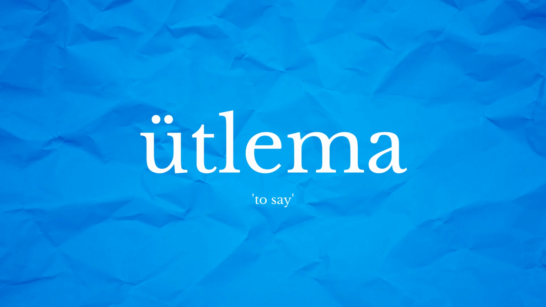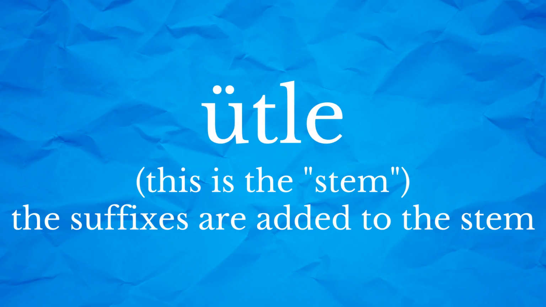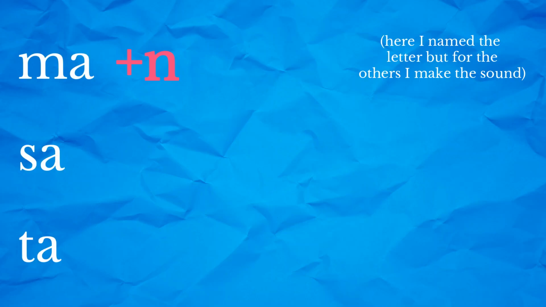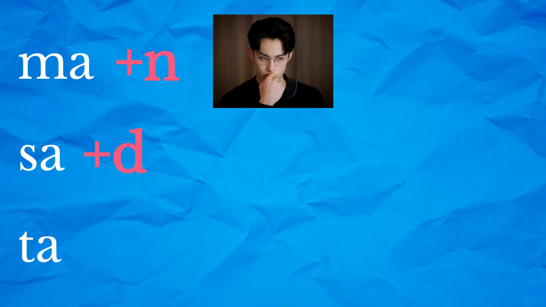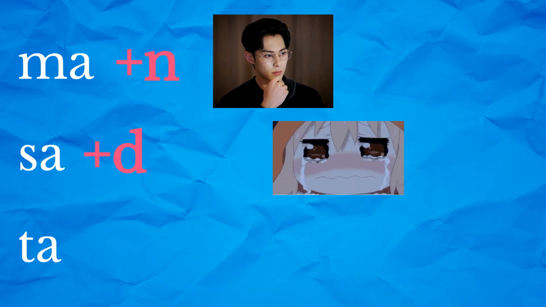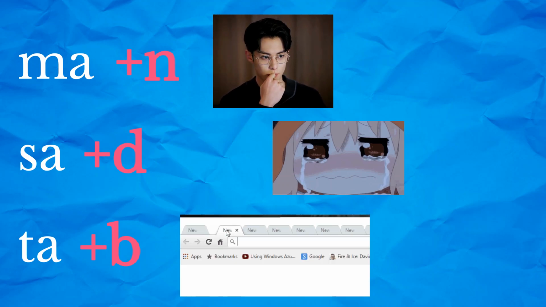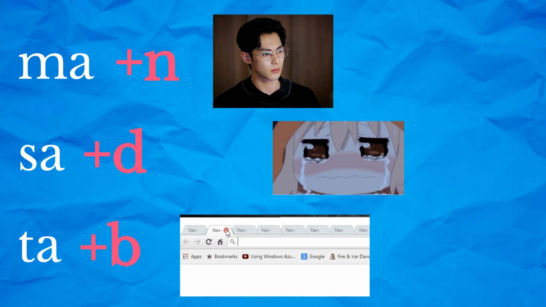On the verb, remove the ma syllable. For mina or ma, add n. Remember this with the word man. For sina or sa, add d. Remember this with sad. For tema or ta, add b. Remember this with tab. The man is sad because he closed his tab.